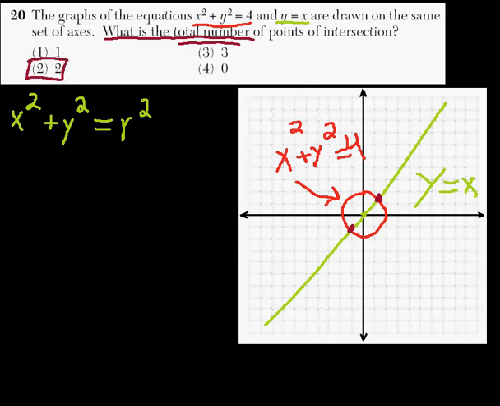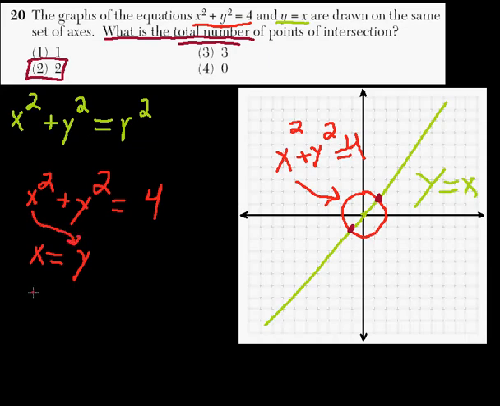If you really wanted to do this without graph paper, you could just substitute. You'd write x squared plus y squared equals 4. We know that x equals y, so therefore we could just take this x here and put y in its place and have y squared plus y squared equals 4. That's 2y squared equals 4.